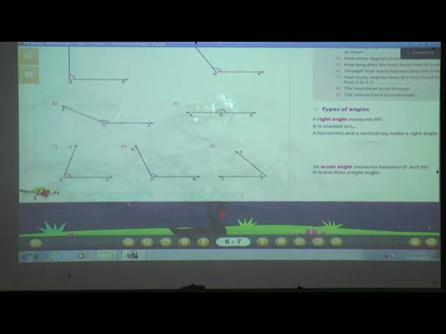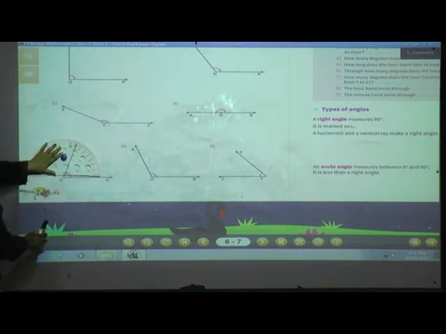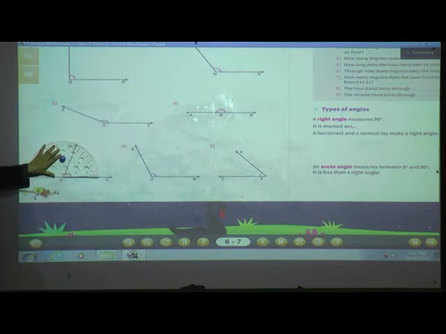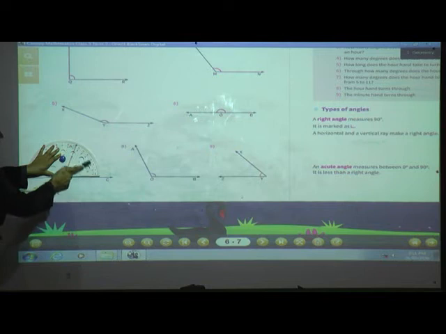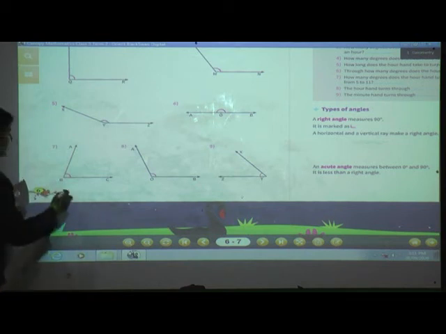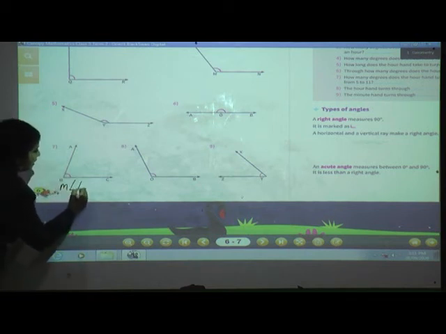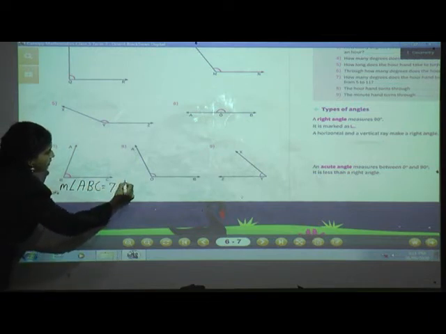Now next figure, seventh one. See here angle ABC. Use your protractor and keep the center on the vertex. Yes, here is vertex B. Here the arrow is on the right side, so measure by inner scale. Now here the ray AB is on 75 degree. So the answer is measure angle ABC is equal to 75 degree.